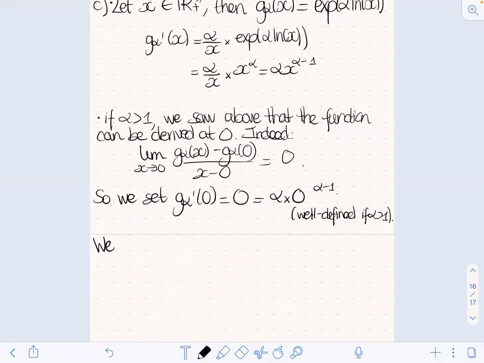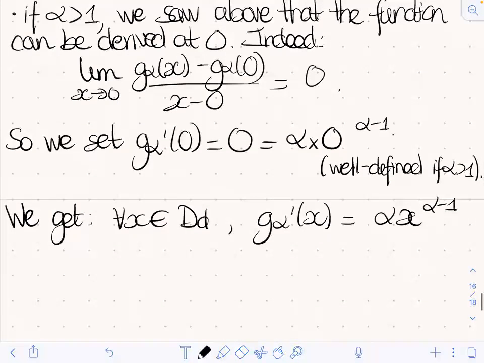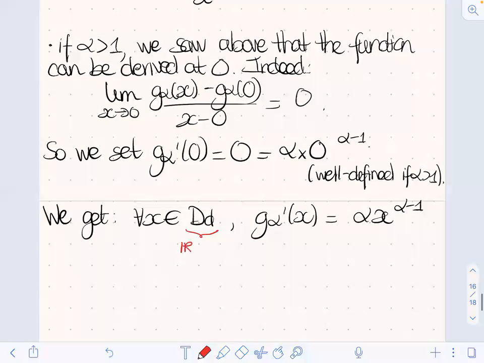And we get for any x in the differentiability domain, which will be equal to R plus star in most cases, and R plus when alpha is greater than or equal to 1: g alpha prime of x is equal to alpha x to the power alpha minus 1. And so this domain is R plus if alpha is greater than 1, R plus star otherwise.